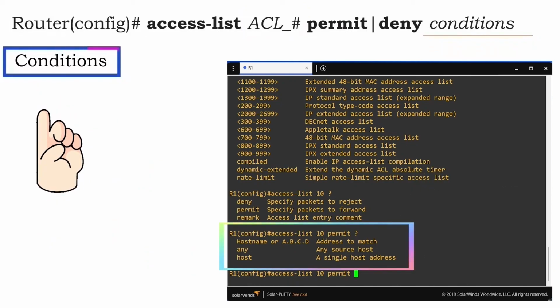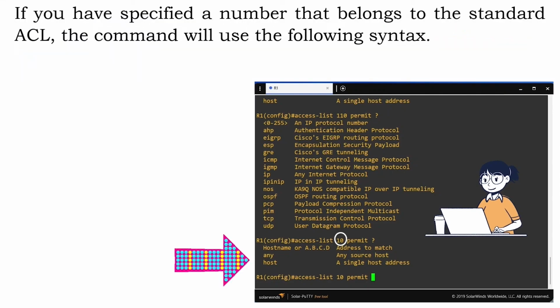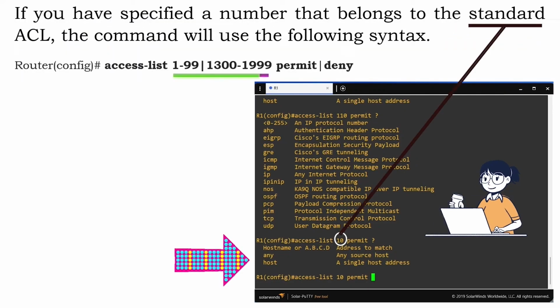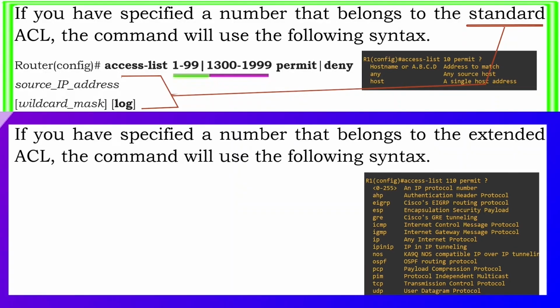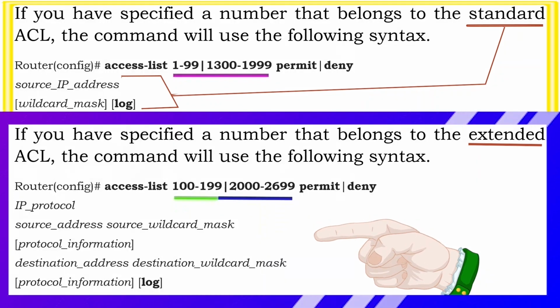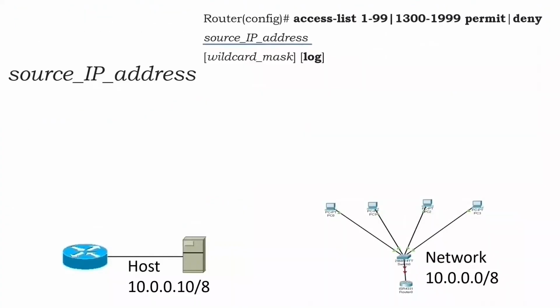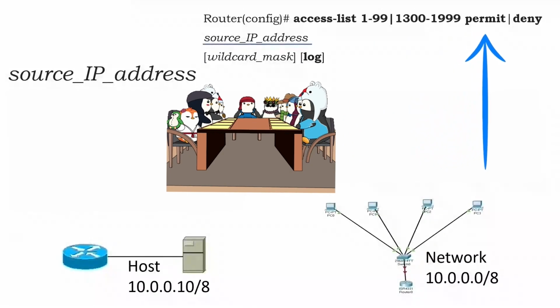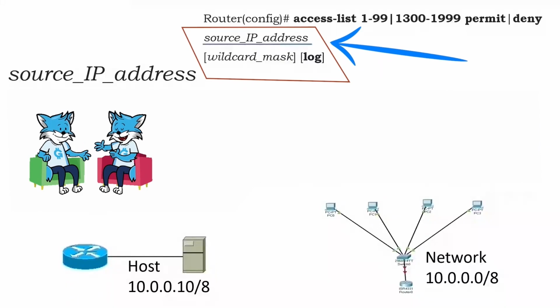The available options in this section depend on the value of the ACL argument. If you have specified a number that belongs to the standard ACL, the command will use the following syntax. If you have specified a number that belongs to the extended ACL, the command will use the following syntax. Let's first discuss the criteria of a standard access list. We have already discussed the options and arguments till the action option. Now, let's discuss the remaining arguments and options.